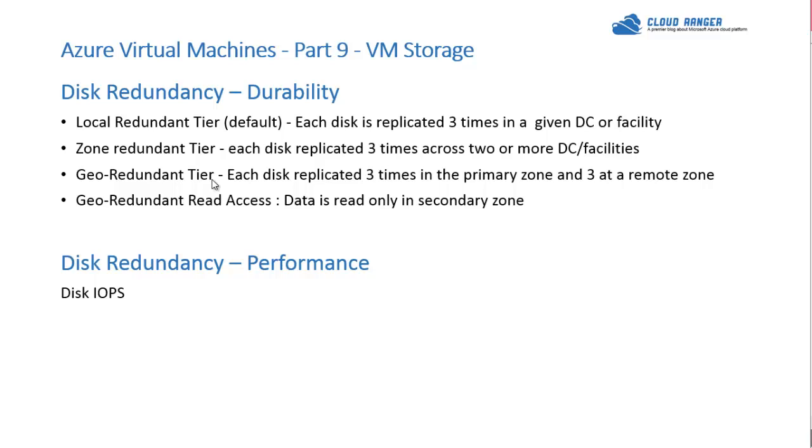So your primary zone will have read-write, but your secondary one will only be read-only. Again, in a DR scenario, you might want the data located in the DR site, or the secondary zone in Azure terms, to be read-only. So if there is write damage done to the data on your primary zone, the secondary zone will be read access only, so the damage over there will not be done.